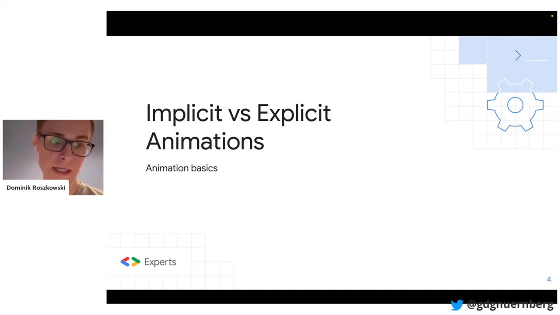And explicit animations are the ones that you need to drive on your own in some way or the other. So typically explicit animations would be driven by an animation controller, which is a special class in Flutter. But you can also use some other means for that, like timers or just some kind of change notifiers. There are a lot of options available to you.